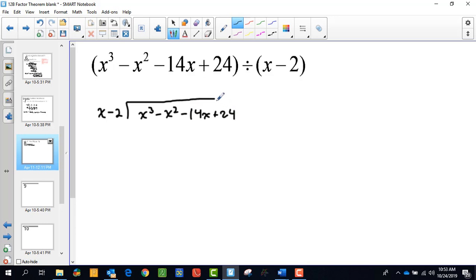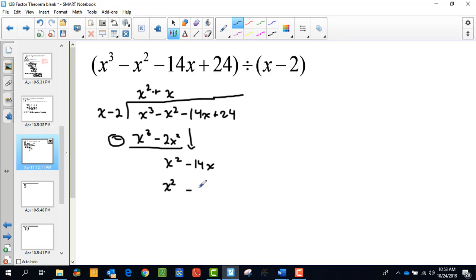So the first thing we do is say, how do I get x to be x cubed? And I do that by multiplying by x squared. So that gives me x cubed minus 2x squared. Then I subtract. So when I subtract, I have minus x squared plus 2x squared. That gives me x squared. And then I'm going to bring down the minus 14x. So that means I'm going to multiply this by x. X times x is x squared. And then I'm going to have minus 2x. I'm going to subtract.